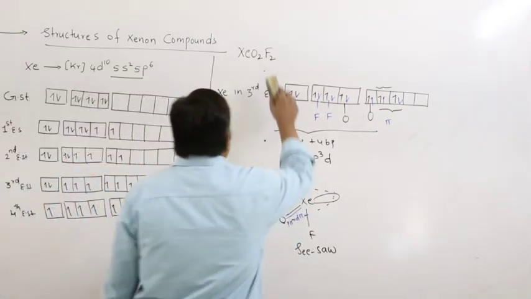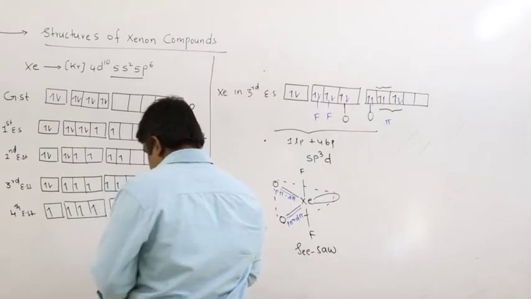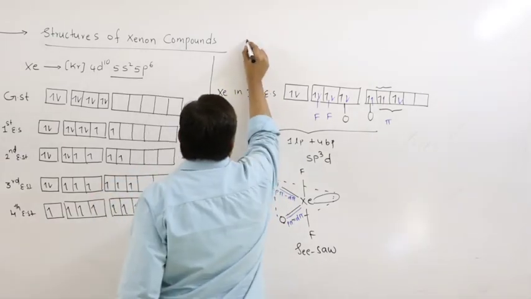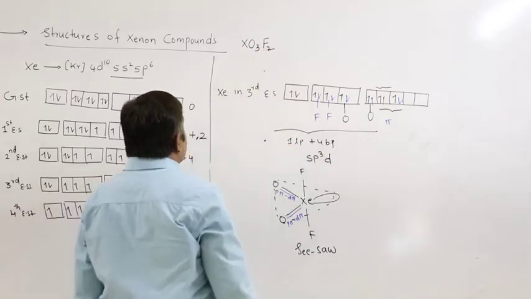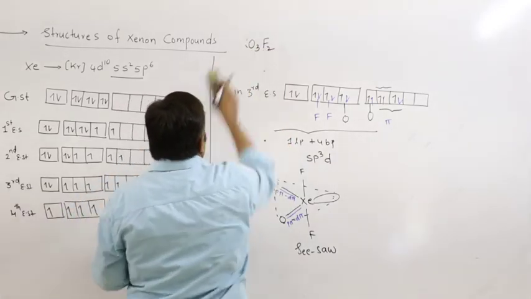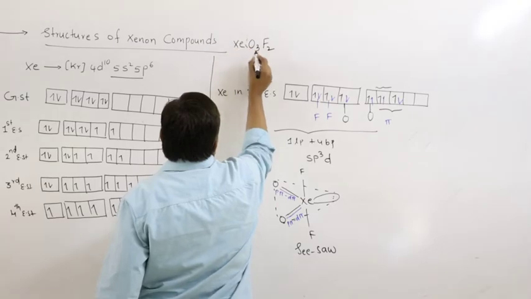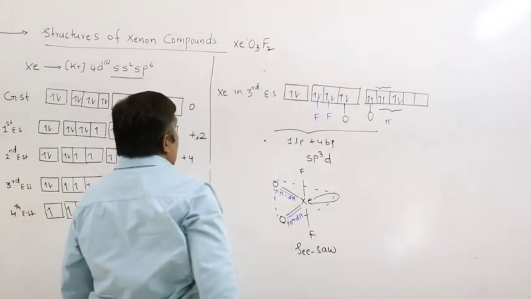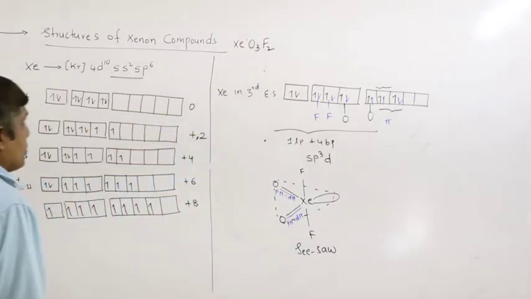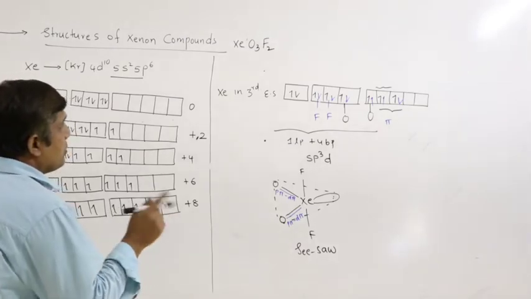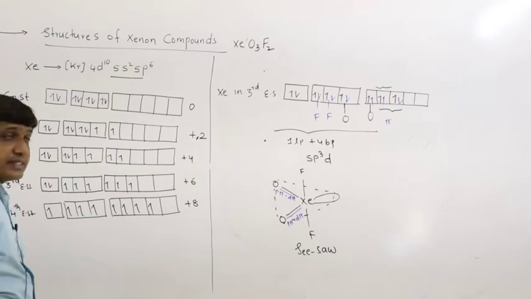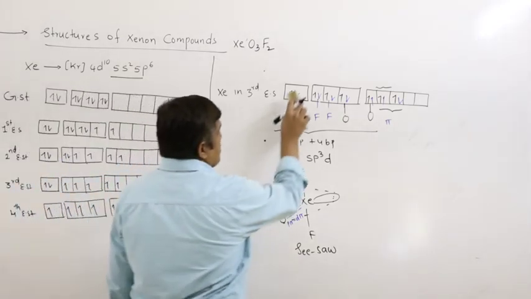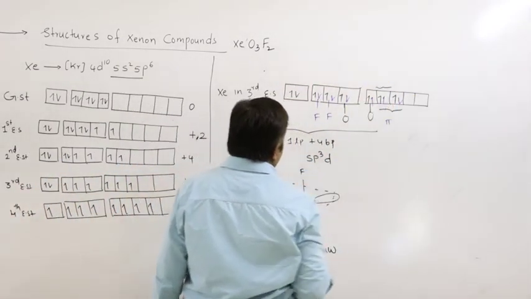So coming to the next molecule, that is XeO3F2. So one more oxygen we are adding. So 3 oxygens require 6, 2 fluorines require 2 electrons, 6 plus 2, 8 electrons. So you have to go for the 4th excited state. That means this electron is promoted here.